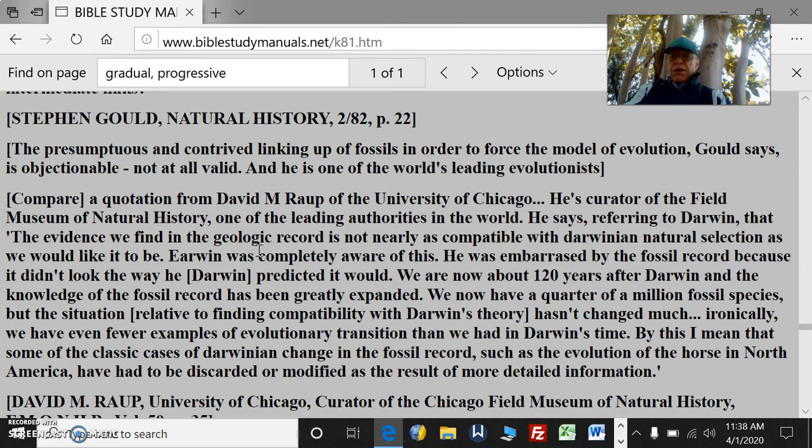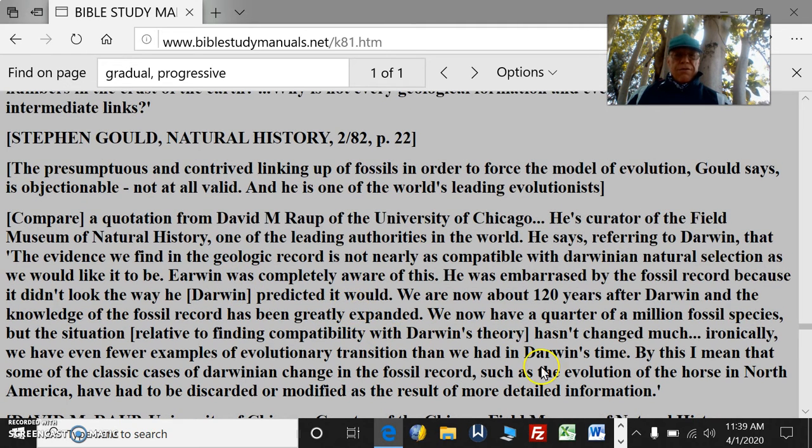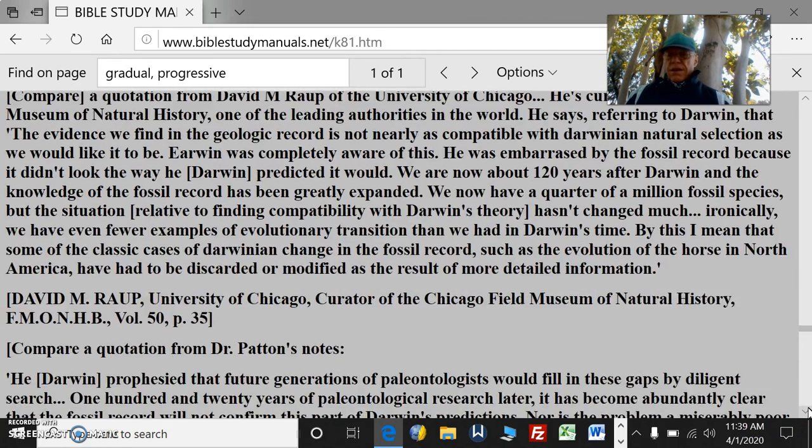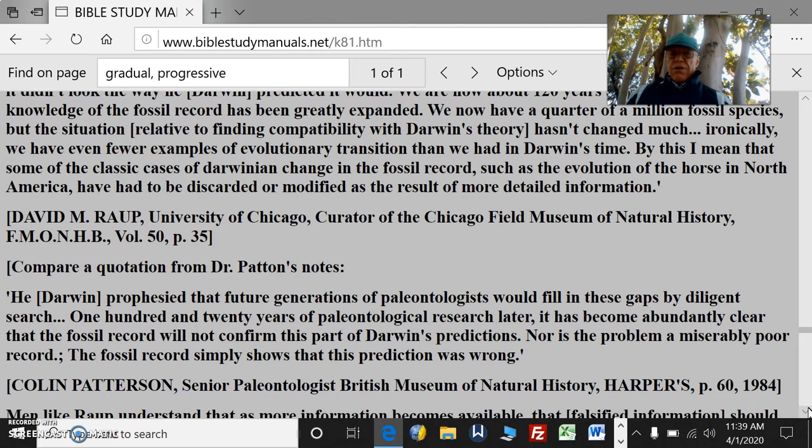Ironically, we have even fewer examples of evolutionary transition than we had in Darwin's time, because we more thoroughly investigated them. By this I mean that some of the classic cases of Darwinian change in the fossil record, such as the evolution of the horse in North America, have had to be discarded or modified as a result of more detailed information. People with an objective mind investigated and found this is not viable. David Raup, University of Chicago, curator, Field Museum, Chicago, in Natural History.